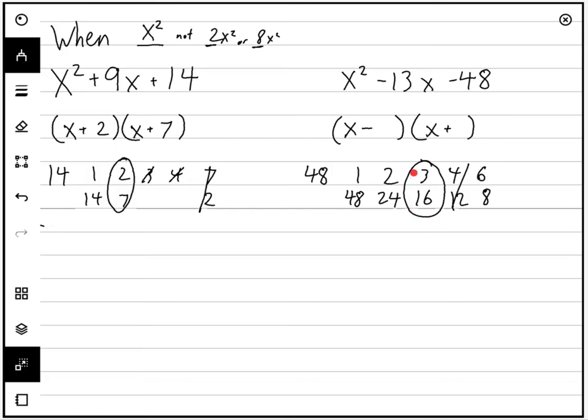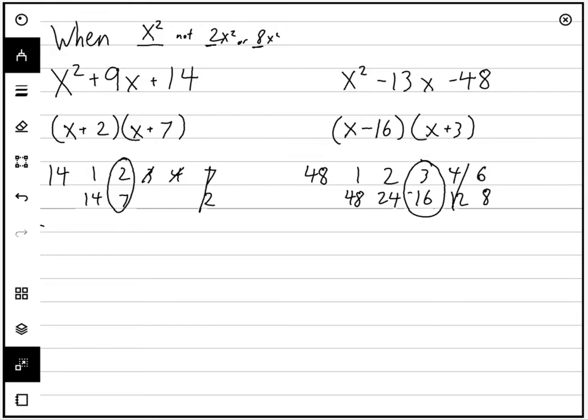Now, we need to figure out which of these is going to be the negative. Is it going to be the 16 or the 3? Well, since when we add them together, it's going to become negative 13, that means that 16 is going to have to be the negative one, since it's the larger one. So if you did negative 16 plus 3, you get negative 13. So that's going to be our pair. We're going to have x minus 16 and x plus 3.